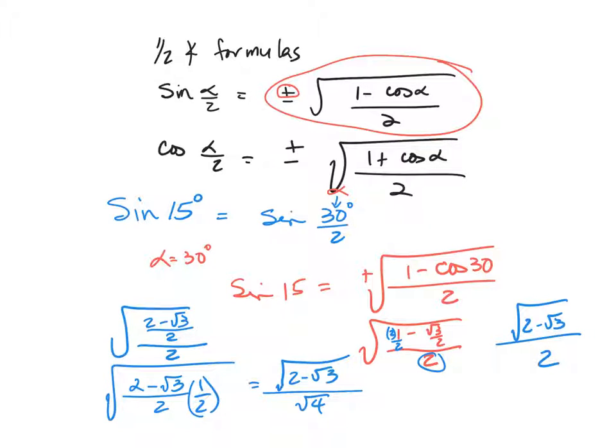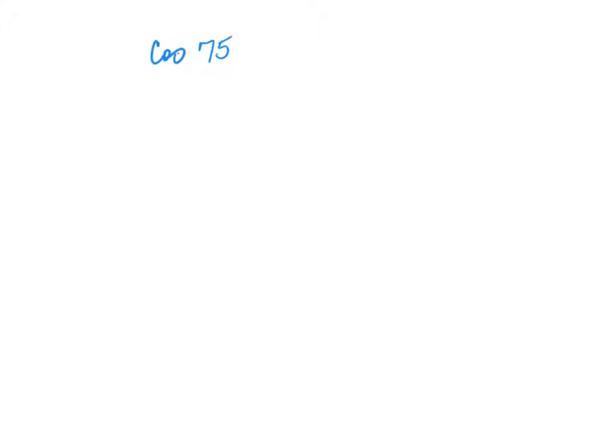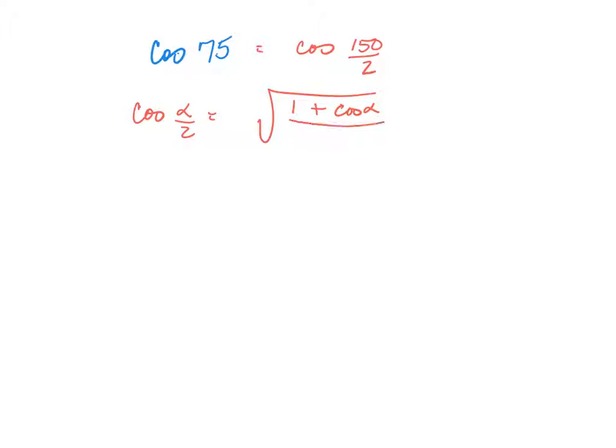Now let's see if that's true. Now we're looking for the cosine of 75, which also isn't on your unit circle, right? But that's going to be the same thing as cosine of 150 over 2. So the cosine formula is what? Cosine of alpha over 2 is the square root of what? 1 plus cosine alpha over 2. Like that? All right, so alpha now is the 150.